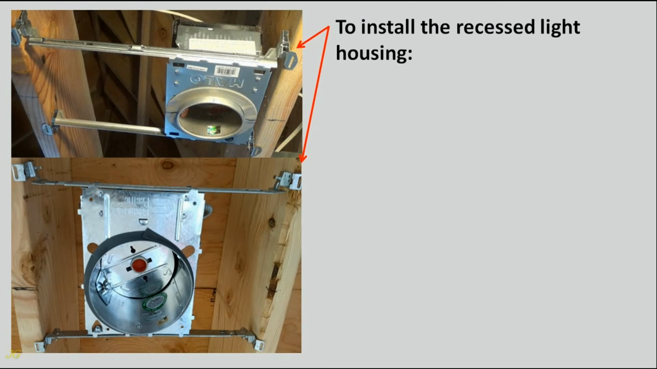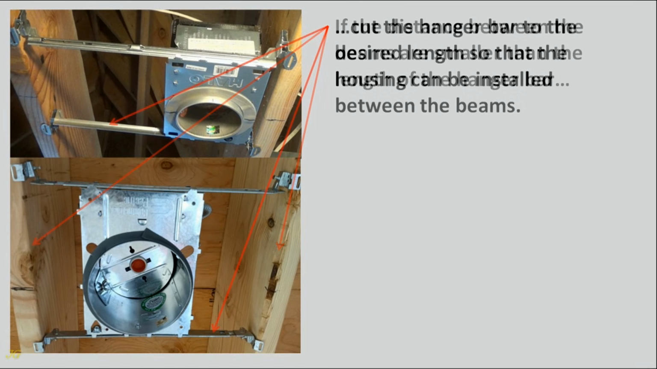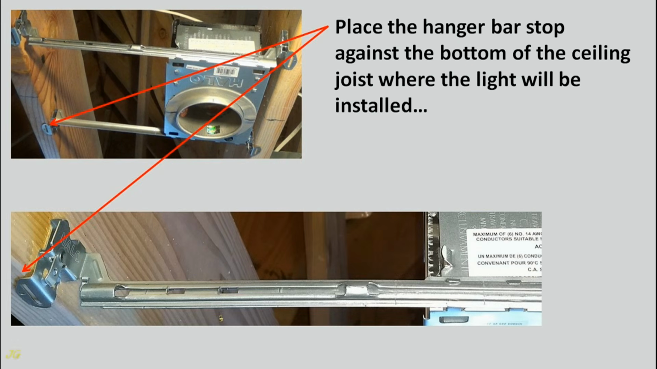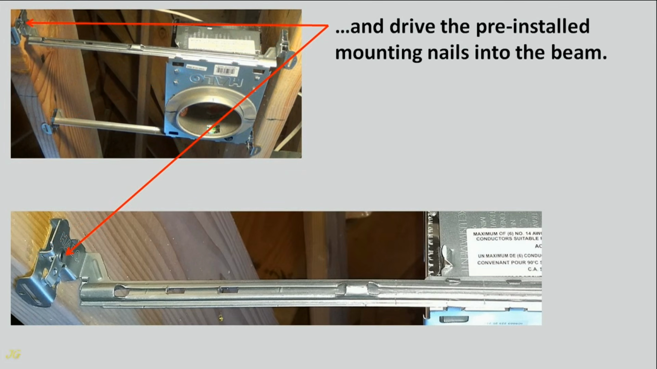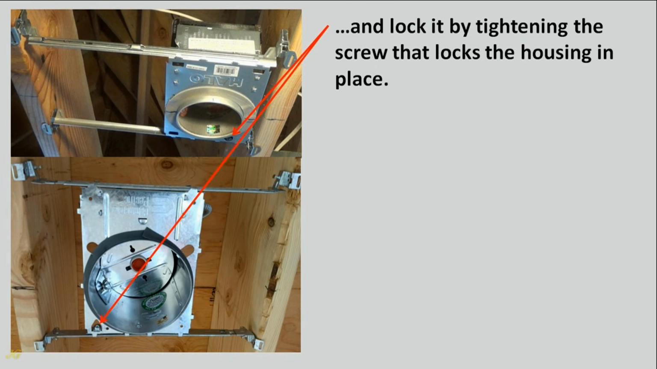To install the recessed light housing: if the distance between the beams is smaller than the length of the hanger bar, cut the hanger bar to the desired length so that the housing can be installed between the beams. Place the hanger bar stop against the bottom of the ceiling joist where the light will be installed, and drive the pre-installed mounting nails into the beam. Slide the light housing along the hanger bar to the desired position, and lock it by tightening the screw that locks the housing in place.